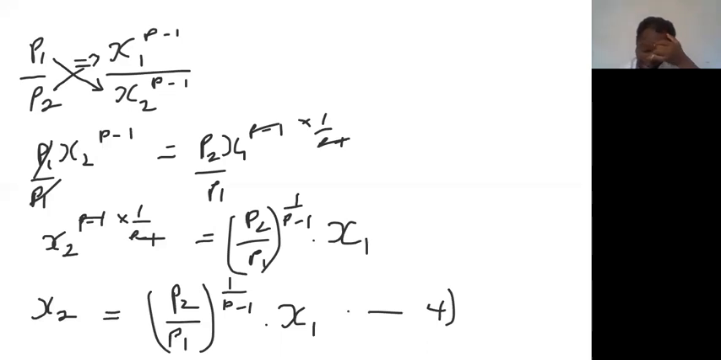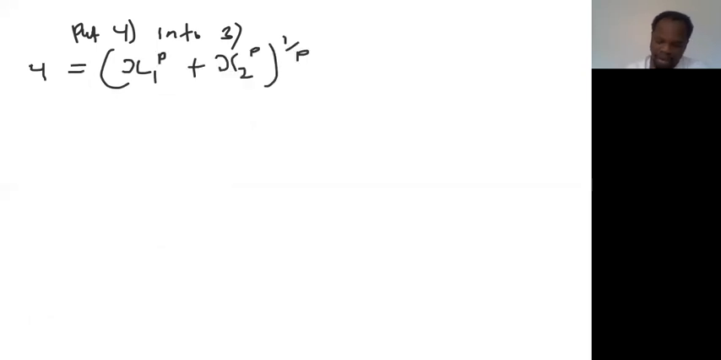So great. From here, let's put equation 4 into equation 3. So u is equals to x1^φ plus x2^φ to the power 1 over φ, right? This is equation 3. So wherever I see x2, because we made x2 the subject, in equation 3, I'll just replace it with equation 4.